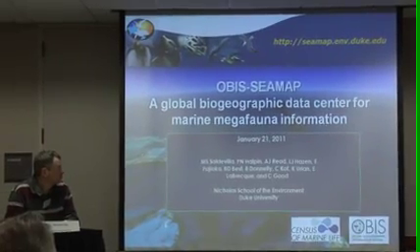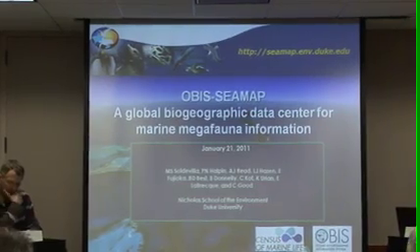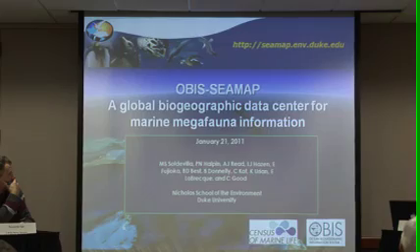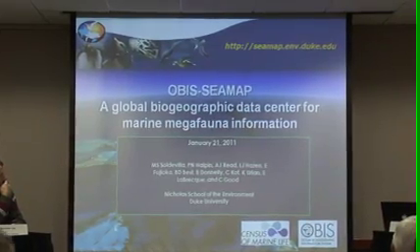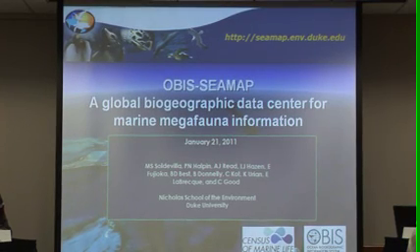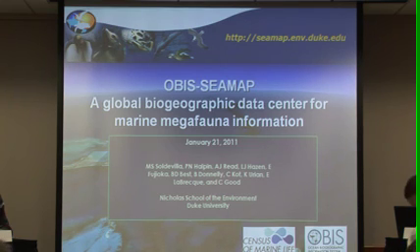So OBIS is the Ocean Biogeographic Information System, and that's a larger group that is trying to get an open access database of all marine life. And then SEAMAP is the marine mammal, sea turtle, and seabird node of OBIS. And so it's just these species that are found in there. What SEAMAP stands for is Spatial Ecological Analysis of Megavertebrate Animal Populations. Very creative on their part.